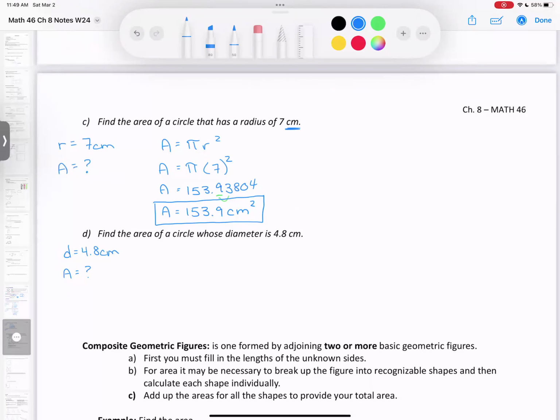The first thing we want to do here is figure out the radius. The radius is going to be the diameter divided by 2, which is 4.8 divided by 2, and that gives us 2.4 centimeters. So now we know the radius. We can put it over here if we want. It's 2.4 centimeters. Now we can figure out the area. So area is pi r squared. Go ahead, pause this video and give this one a try.